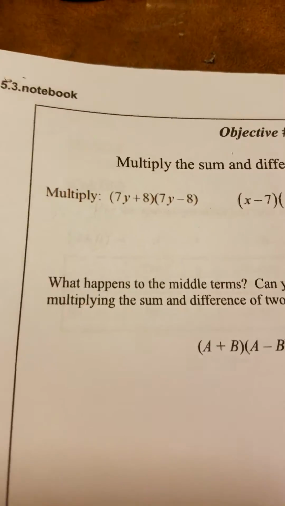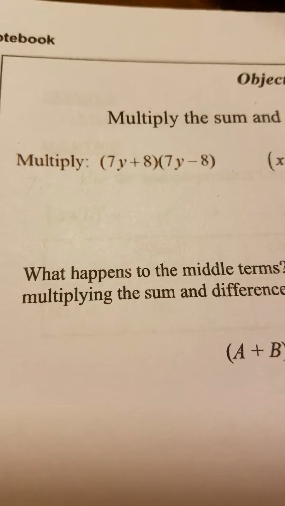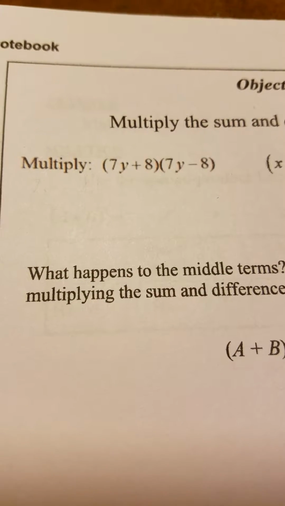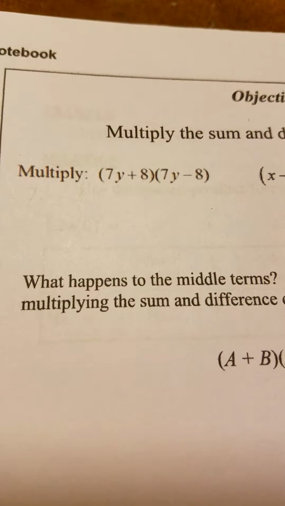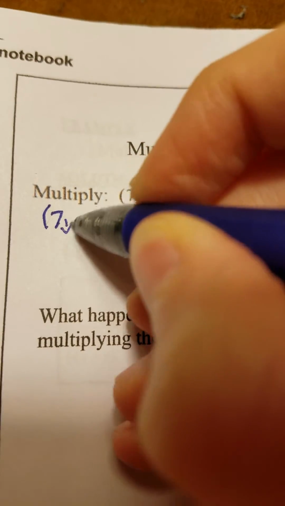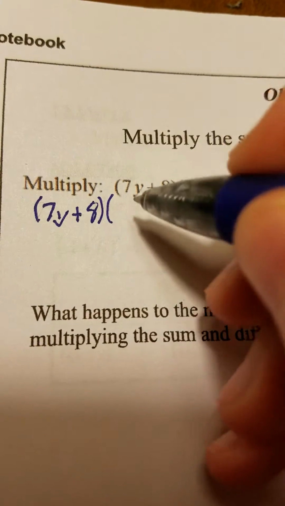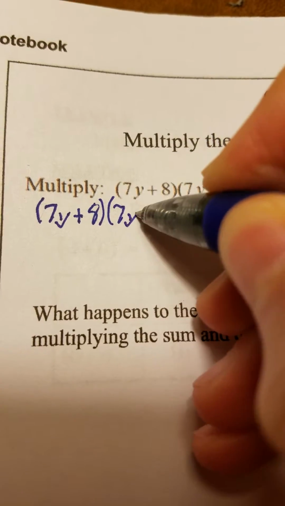Okay. First. So here we go. Let's go ahead and start with my colors. I'm going to multiply the sum and difference. So here we have 7y plus 8 times 7y minus 8.